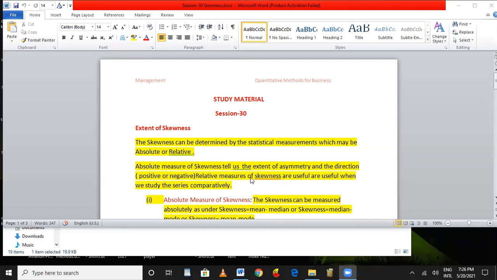Relative measures of skewness are useful when we study the series comparatively. In the relative measure, we have to calculate the coefficient of skewness, and it is helpful for comparing one to the other. The absolute measure tells about positive or negative skewness. The relative measure is helpful for comparison from one to the other.